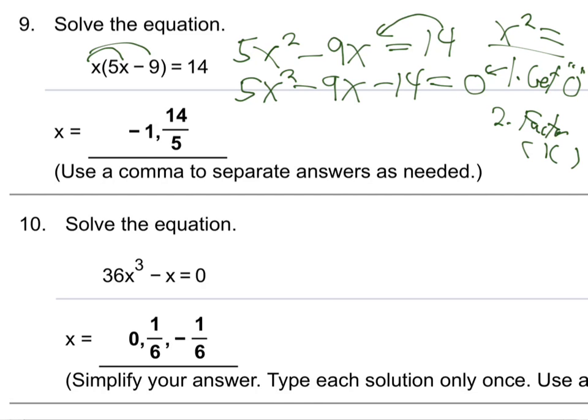Times negative 14? So 5 times 14. We got it right there. x minus 5, that's 1. Now we need to add the 14. Oh, it's negative 7. Yeah, because you have to factor these out.